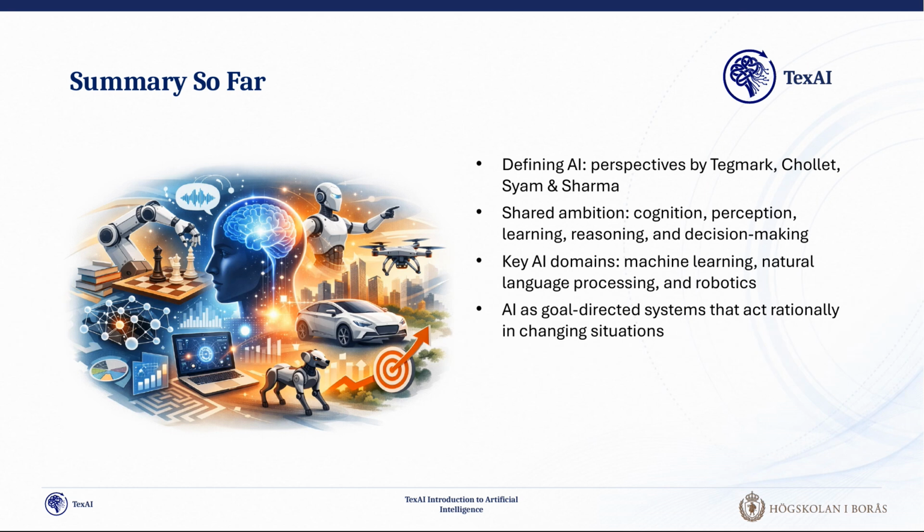Finally, we highlighted rational action as an important guiding idea. This means that an AI system evaluates information, considers possible actions, and acts in ways that increase the likelihood of achieving a specific goal. The key point is that AI is not a single monolith, but a family of approaches concerned with building adaptable, goal-directed systems. As we move forward, hold this frame. AI studies how to build machines that perceive, learn, reason, and act to meet goals in changing situations.